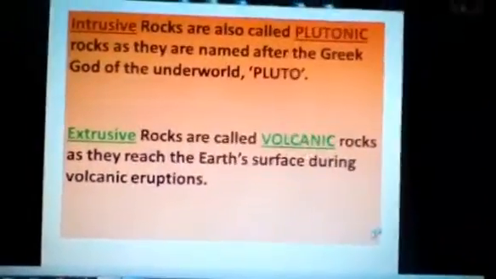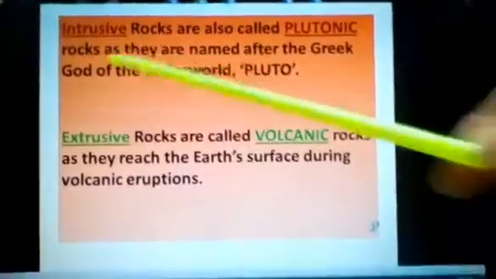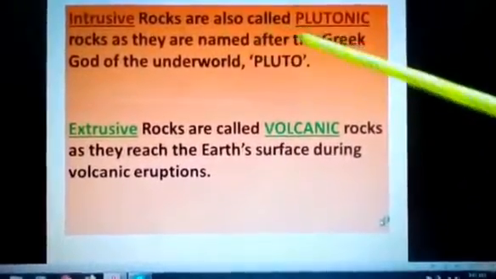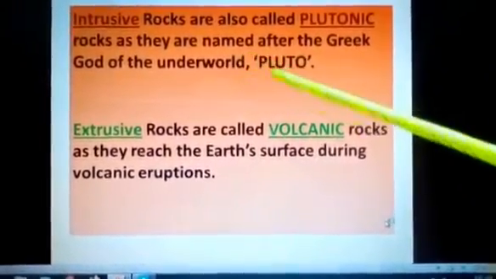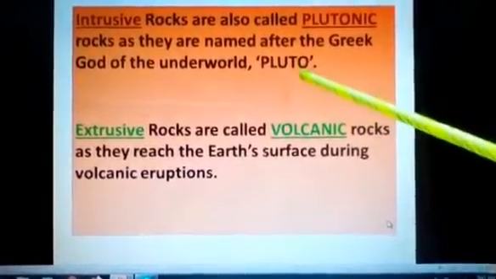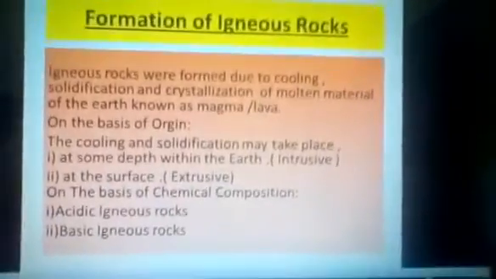Now coming back to the name that I had said that we will be discussing, the intrusive rocks are also called plutonic rocks as they are named after the Greek god of the underworld, Pluto. Now let us start with the next PPT.